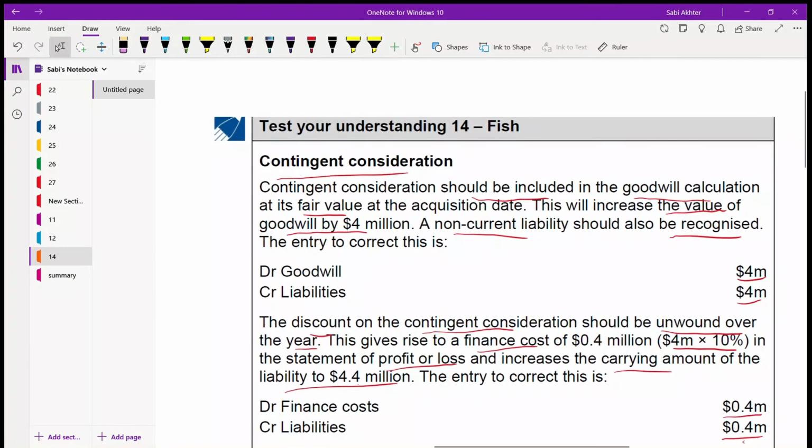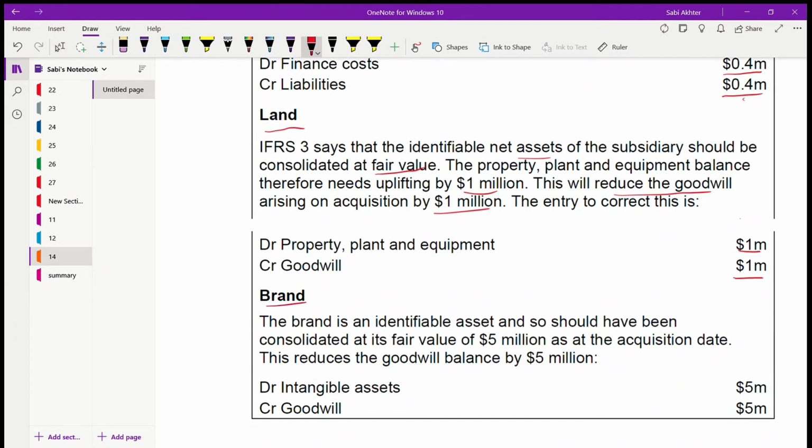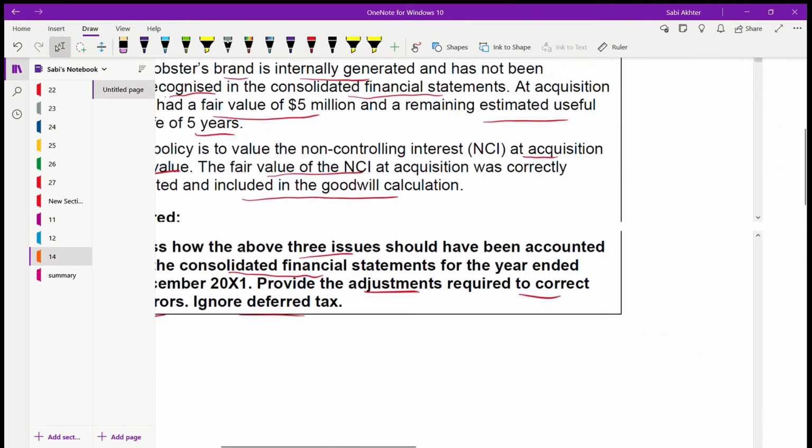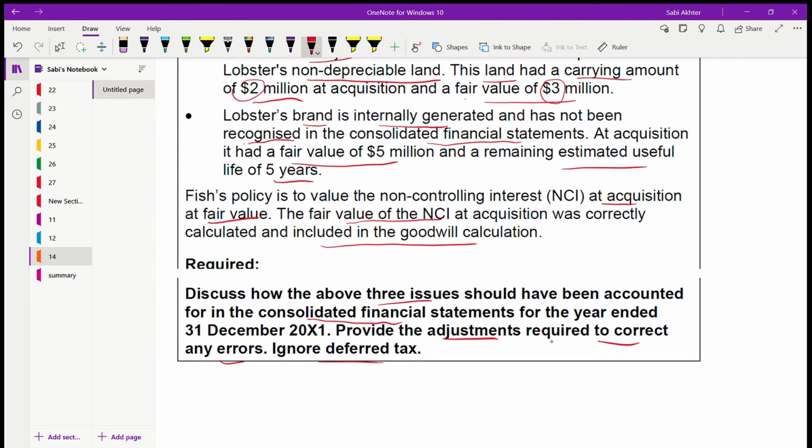Next, third is the brand. This is an identifiable asset, so you have to consolidate at fair value of 5 million. That means it will reduce the goodwill because this comes as a part of an asset, right? Under net assets, so it will reduce goodwill. That's why you debit intangible assets and you credit the goodwill. Just see, it is 5 million.